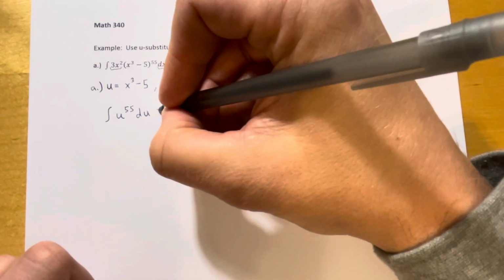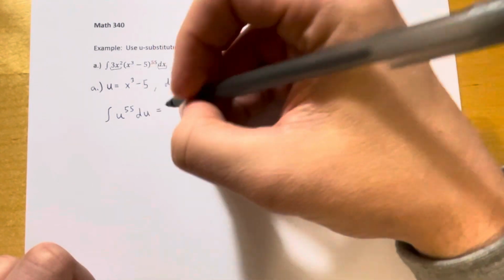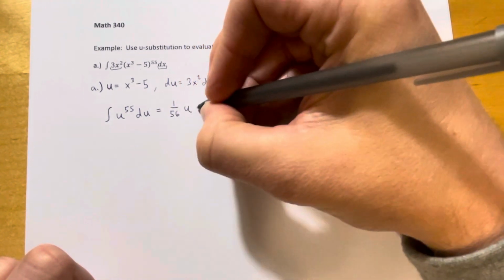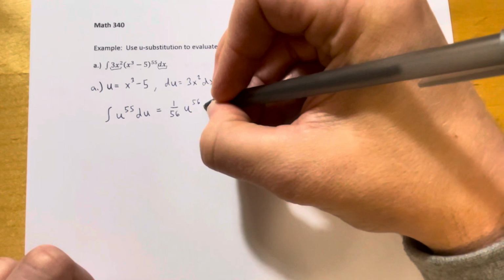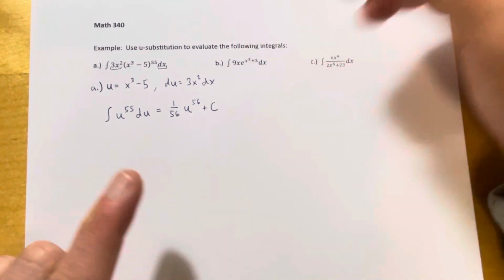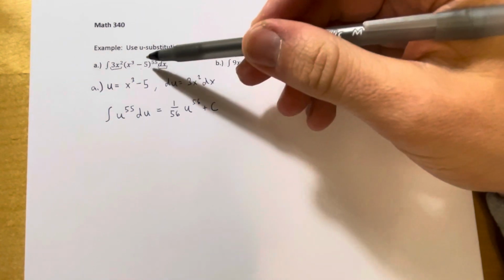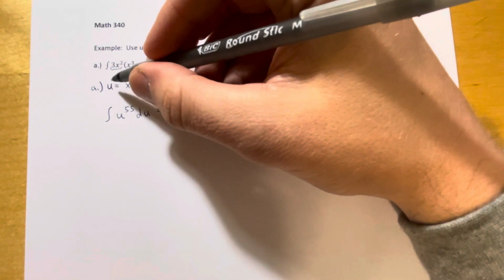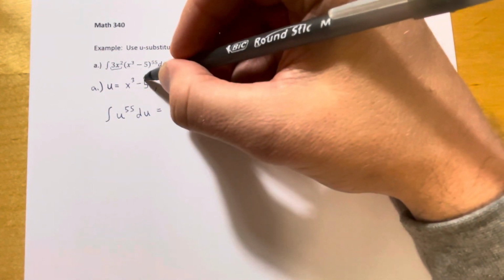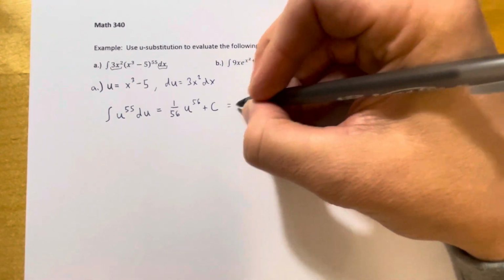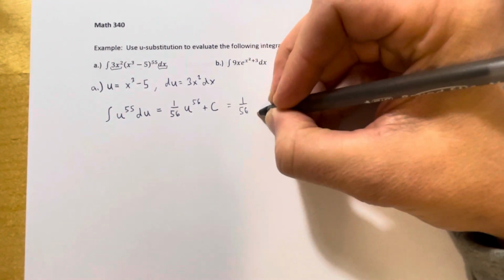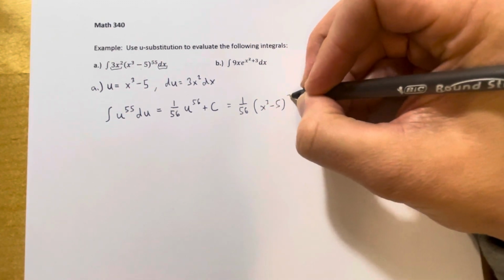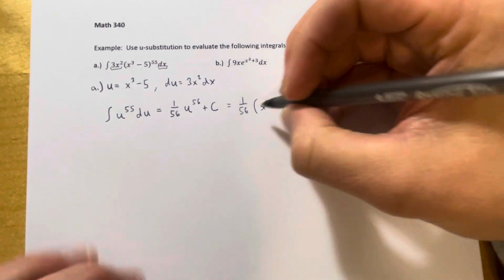So now what I'm going to do is just take the antiderivative. Remember, you add 1 to the exponent, and then you multiply by the reciprocal of that new number. So that would be 1 over 56 times u to the 56th power plus c. But that's not really what we want our answer to look like, because the original integral was given in terms of x. So what I need to do is take the thing that I assigned to u, this x cubed minus 5, and plug that back in for the u here. That makes this 1/56 times x cubed minus 5 to the 56th power plus c.